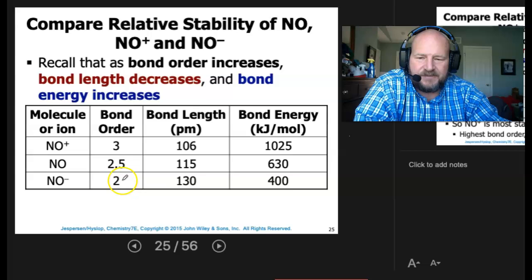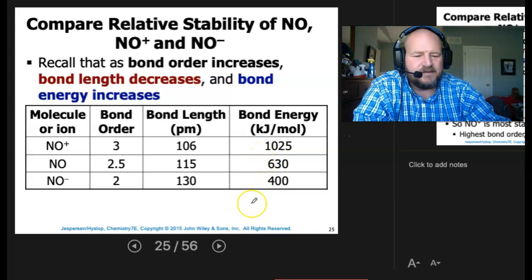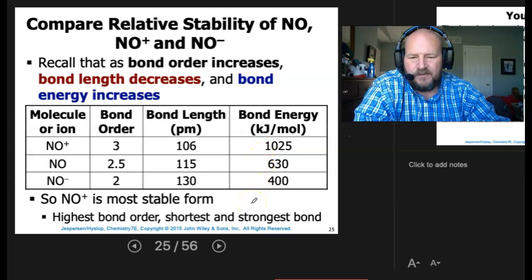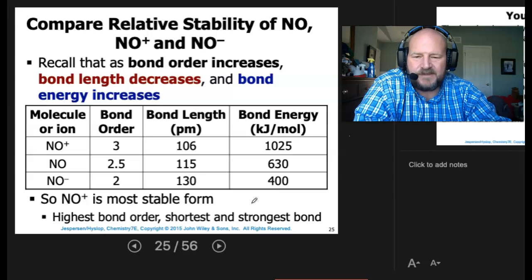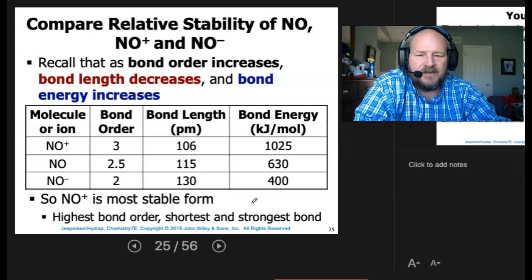And for NO minus, we get a bond order of 2, and we see that we have 130 as our length, and then 400 as our energy. Right? So we see the bond getting longer, and we see the bond getting less stable. So NO plus is the most stable form. It's got the highest bond order and the shortest and strongest bond.